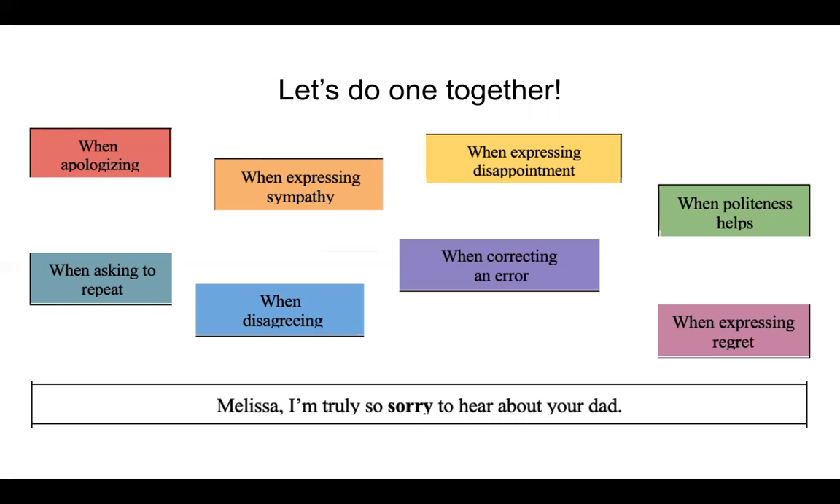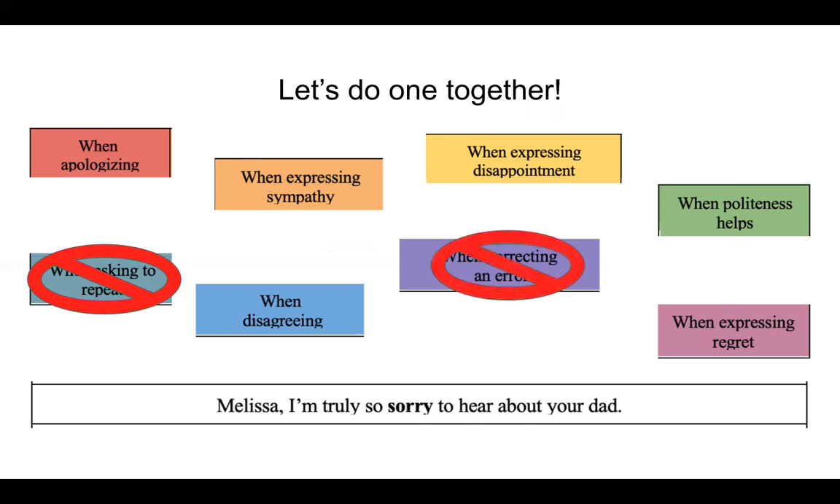We can see here that this sentence is not an example of using the word sorry to ask someone to repeat. We also can clearly see that we are not using the word sorry here to correct an error in something we said. We also cannot see from this context that there is any disagreement happening. And we know that this sentence is not expressing disappointment given what it says.